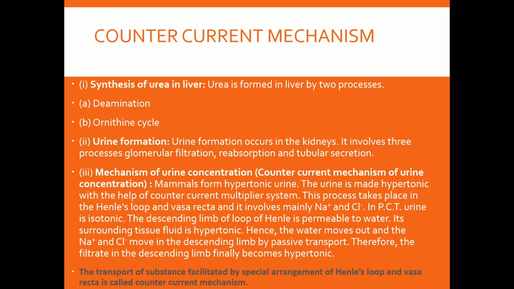The descending limb of the loop of Henle is permeable to water. Its surrounding tissue fluid is hypertonic. Hence, water moves out and sodium and chloride ions move in the descending limb by passive transport. Therefore, the filtrate in the descending limb finally becomes hypertonic. So the transport of substances facilitated by the special arrangement of Henle's loop and vasa recta is called the counter current mechanism.